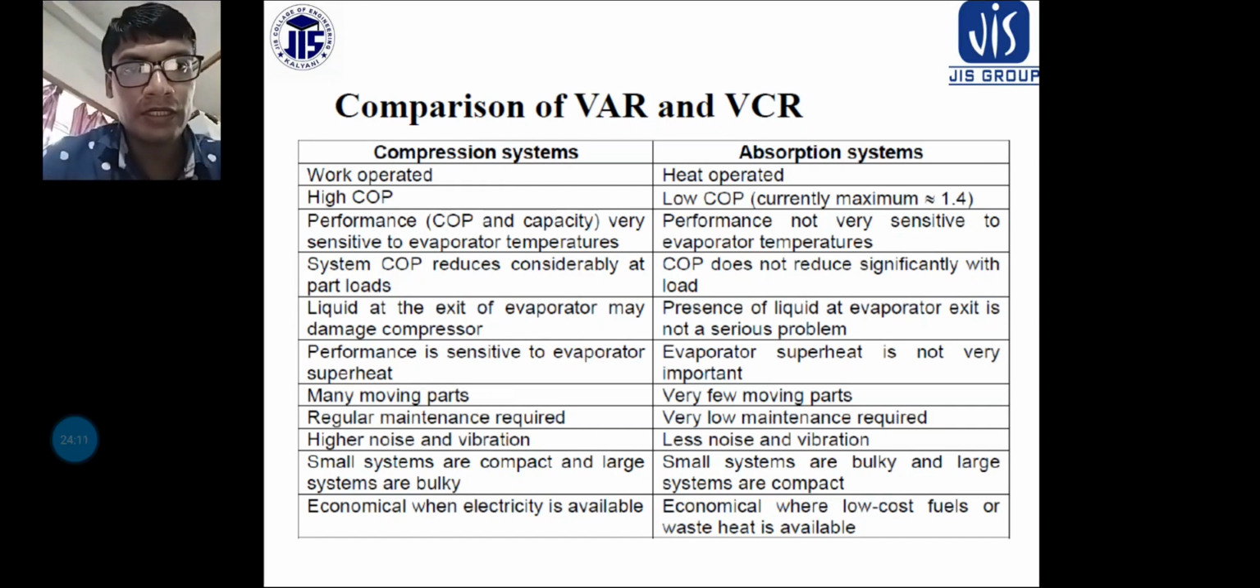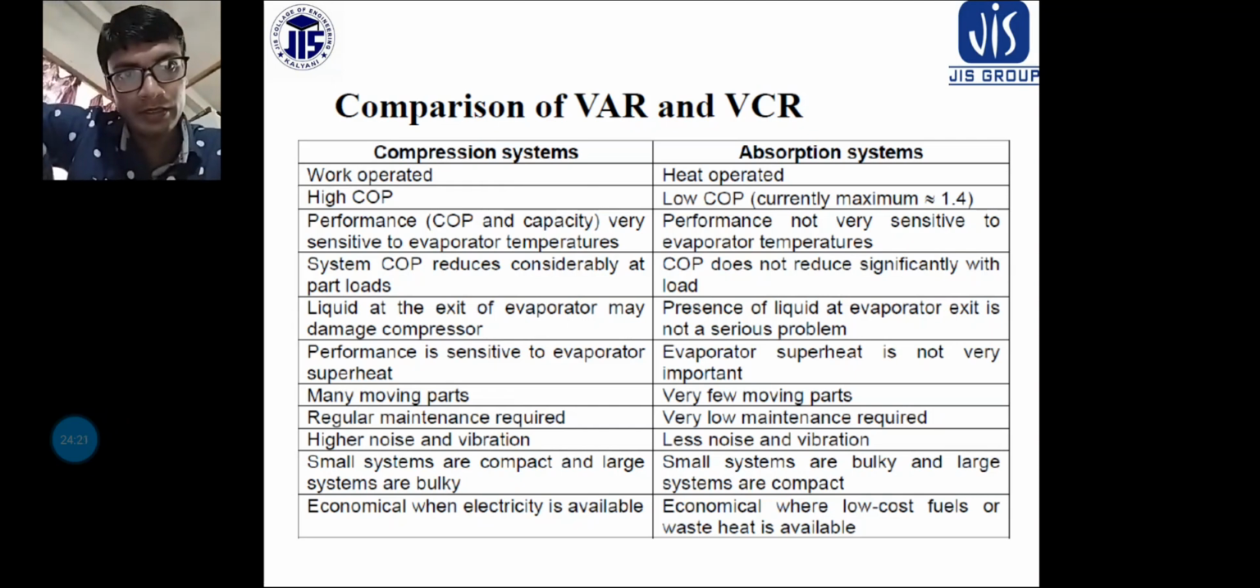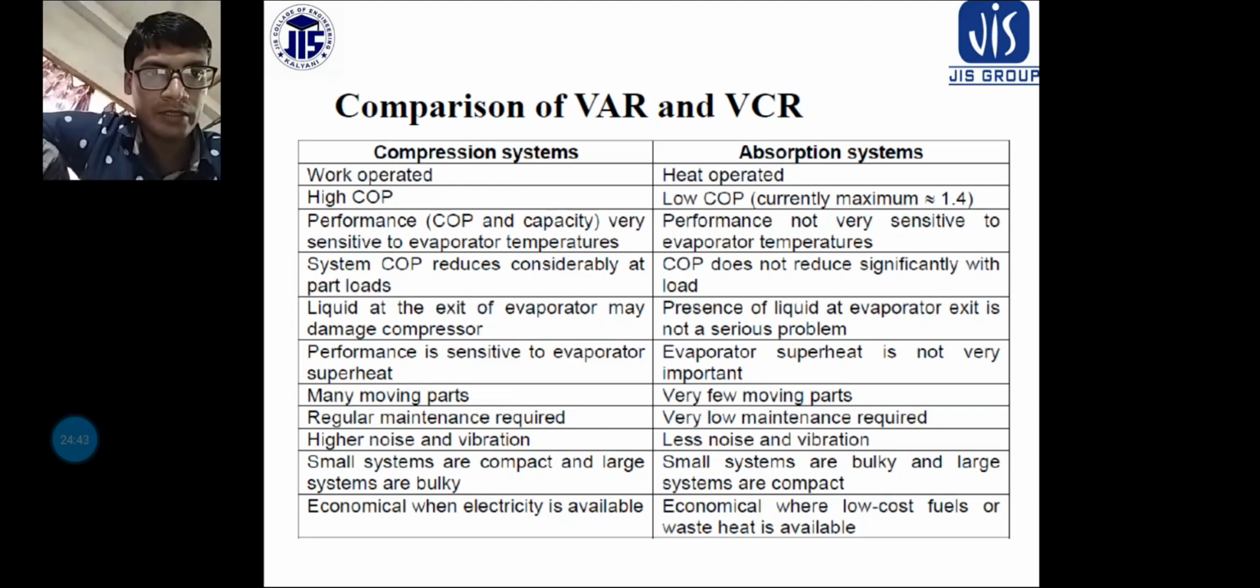Next point is that liquid at the exit of the evaporator may damage the compressor. You know that whatever liquid enters the compressor, it may damage the compressor because of high pressure. But in case of an absorption system, presence of liquid at the evaporator exit is not a serious problem.